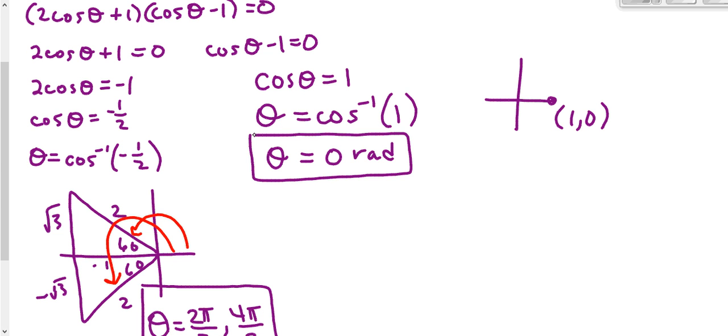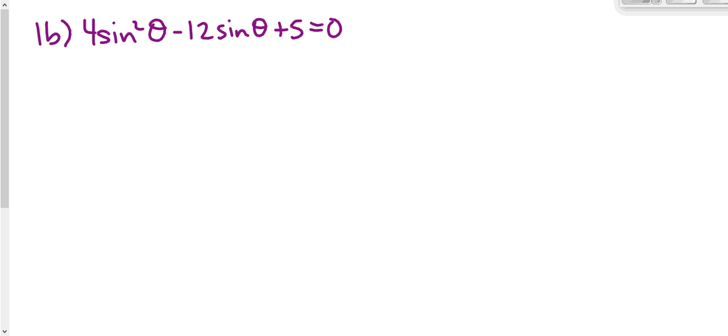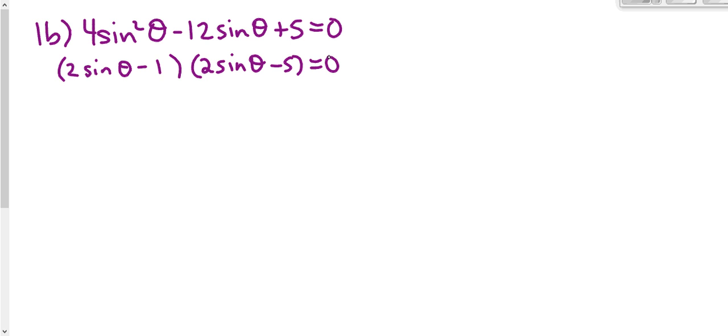Okay, number 1B. Both 1A and 1B are similar to lesson example number 1. And so this one is factorable as well. So we can factor it into 2 sine theta minus 1 times 2 sine theta minus 5, and set each factor equal to 0. 2 sine theta minus 1 equals 0. 2 sine theta minus 5 equals 0.